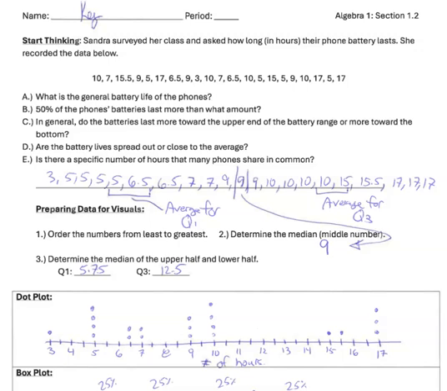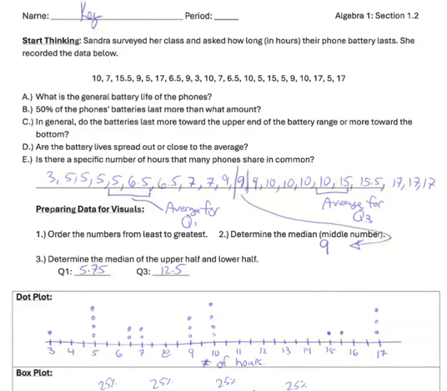So this first part, preparing the data for visuals, says order the numbers from least to greatest. I tried to do this by hand at first, trying to find the smallest number and the next smallest number, and it became a huge pain. And when it says determine the median, which is your middle number, that's very hard to do unless you have it listed from least to greatest.